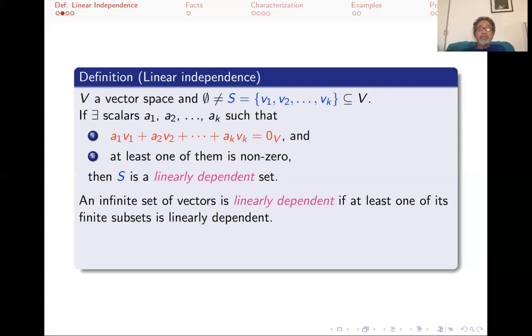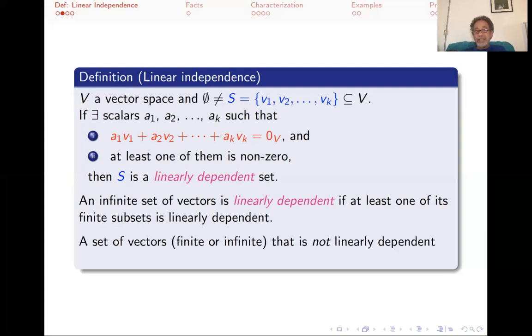Now, if my set of vectors is infinite, then to say linearly dependent means that at least one of the finite subsets of it is linearly dependent, like this one, that one, that one, and that one. If those are linearly dependent, then we say the whole set is linearly dependent. If a set is not linearly dependent, then it's called linearly independent. And the linearly independent sets are the ones we like, actually.